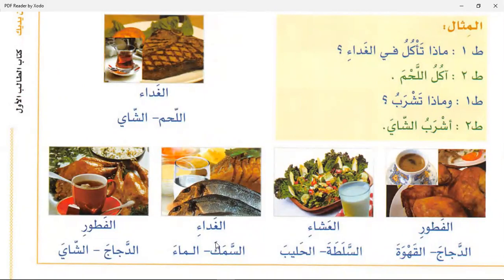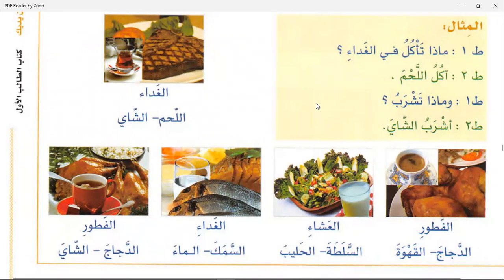So here you see laham and shai have fatha because both are objects of the sentence. On both words the action of the verb is done, so they have fatha. Ta'kulu and tashrabu are present tense, that's why they have dhamma. Ghada has kasra because of the preposition fi.